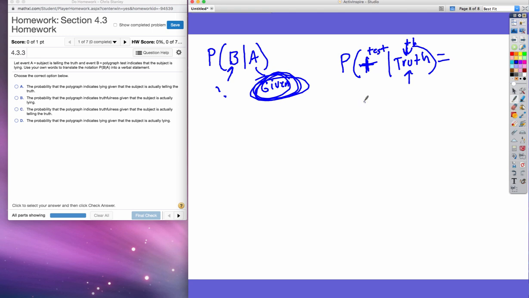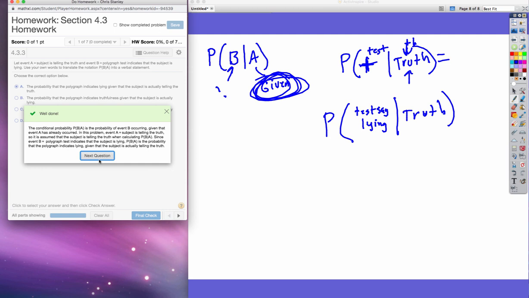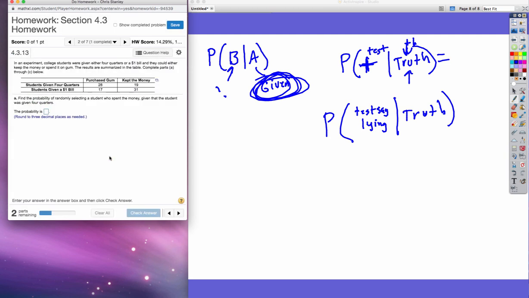Or I'll word it a little differently. What's the probability the test says lie? The test says that the person's lying when the person's actually telling the truth. That's what this is saying. Looks like the first one. So you guys could pause the video and look.